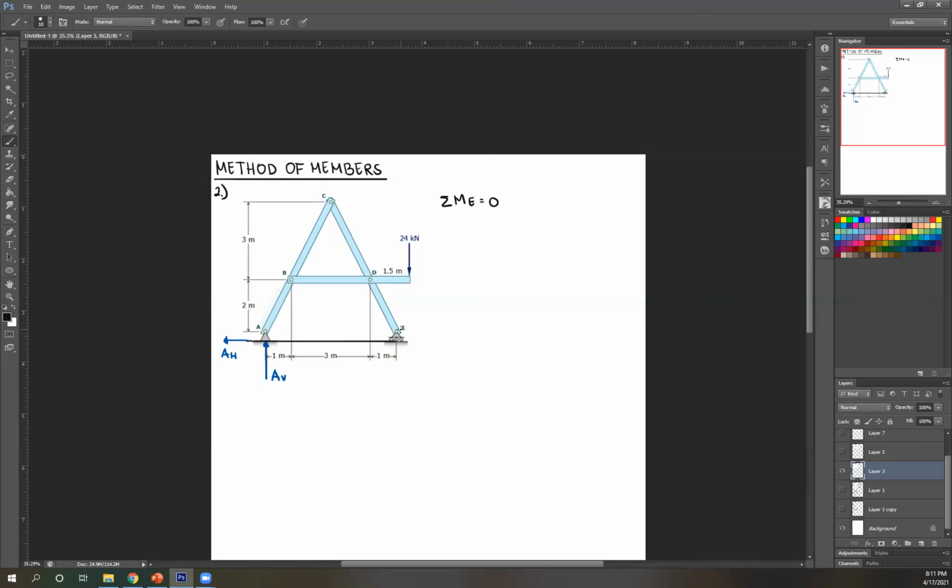Let's start. AH passes through E, therefore ignoring that. AV rotated about E, that's positive since clockwise. So AV, perpendicular distance, you can see here, that's 1 plus 3 plus 1, so that's 5. What else? We have this 24 kilonewton, rotated about E, that is also clockwise, so positive. 24, perpendicular distance. The perpendicular distance is this length. And look here, this is 1.5, this is 1. So to get this, I'm just going to subtract 1.5 and 1, so that's 0.5.